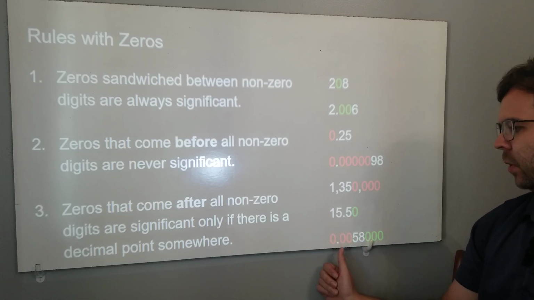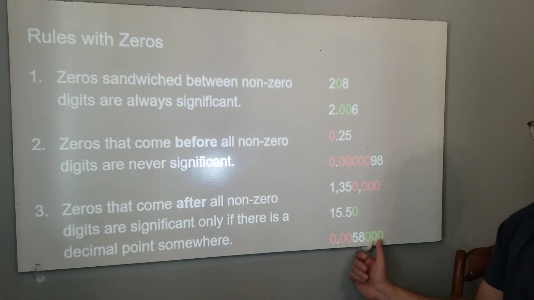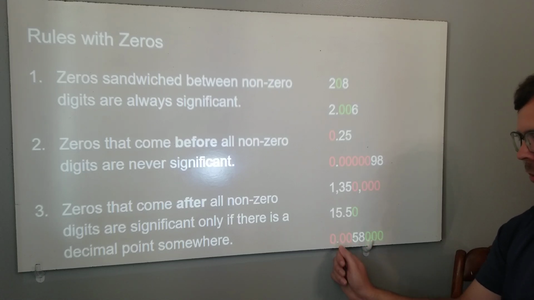This one has both zeros at the beginning and the end. The ones at the end count, but the ones at the beginning never count. And so the ones at the end count because there is a decimal place over here. The ones at the beginning don't count because they're at the beginning of the number. They never count according to rule number 2.